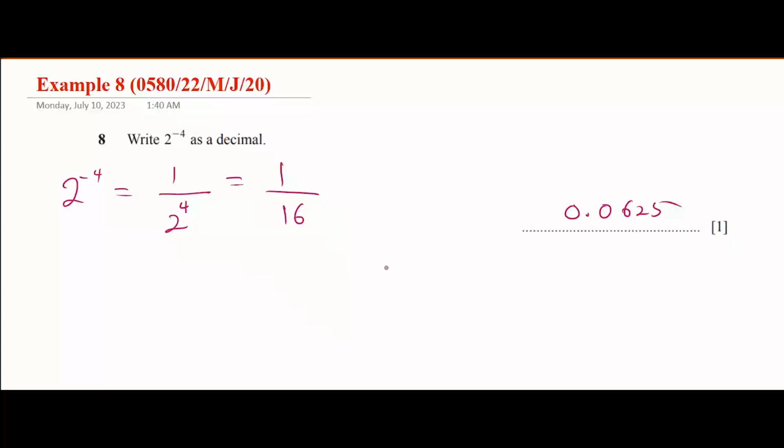But alternatively, if you want to do this without using your calculator, let me show you. You can just say 1 out of 16. 16 goes in 1, that is impossible. You write 0 and put a decimal point here, so you add 0 here. 16 goes in 10, that is impossible, so you add another 0 here and immediately you add another 0 here. So 16 goes in 100. If you don't have a calculator, how can you get it?